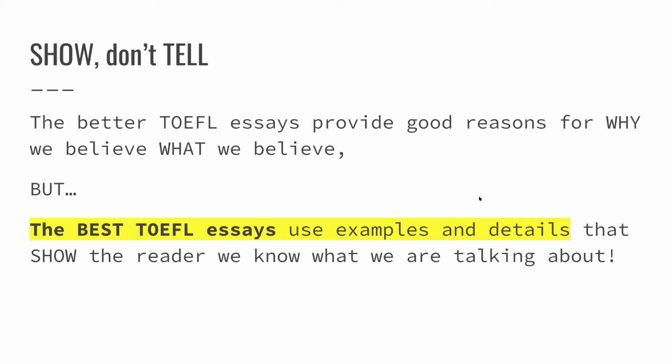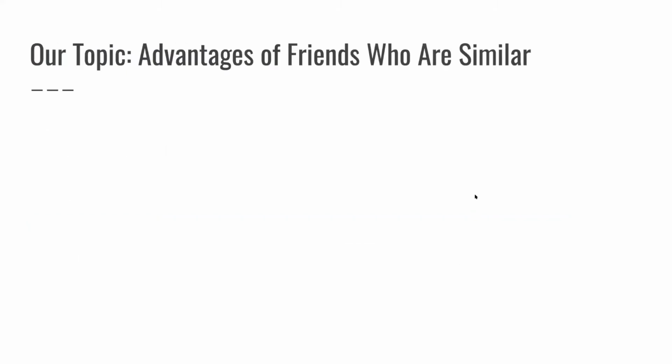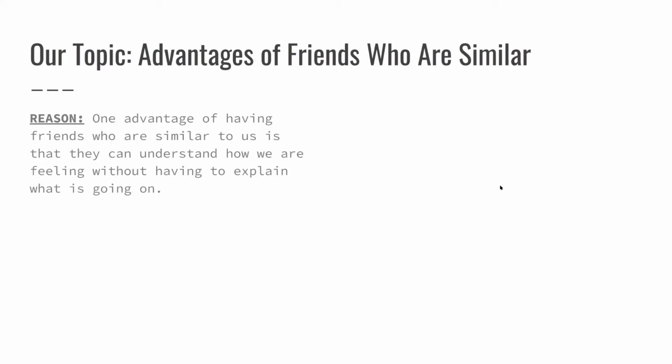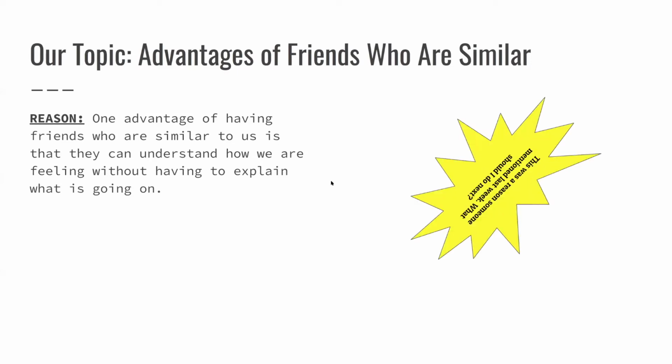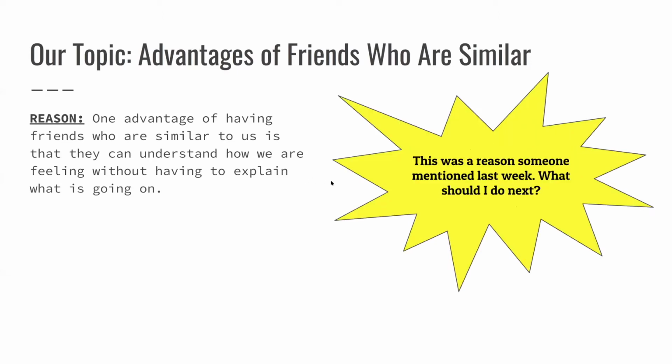That's why in the exercise from last week, I asked you to think about, can you think of an example or a detail from your own life or experience that can show me that you understand what the topic is saying? For example, let's talk about friends who are similar to us. I'm going to use an example that someone mentioned last week. Here's one reason that someone mentioned in the class. One advantage of having friends who are similar to us is that they can understand how we're feeling without having to explain what is going on.